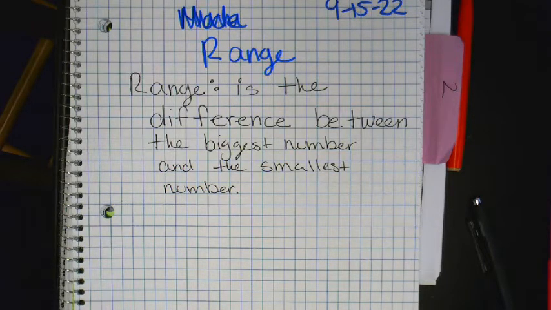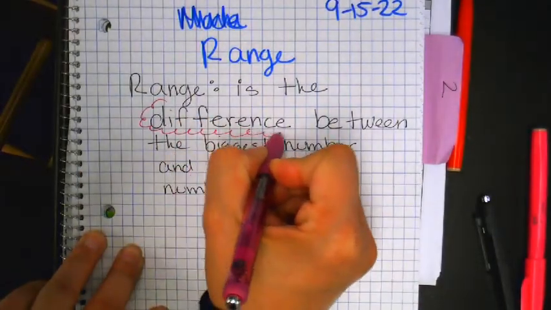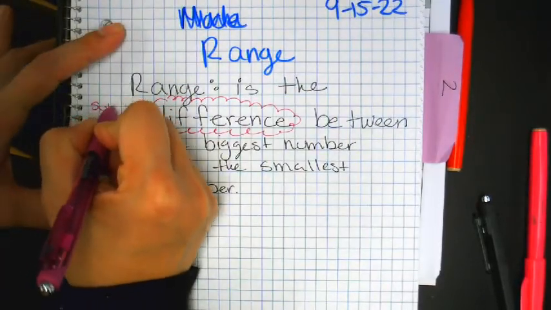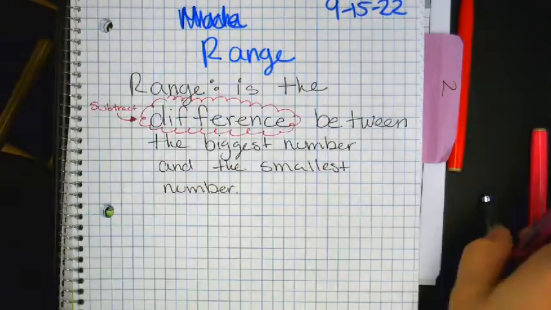Does anybody know what the word difference means in math? Yes. So difference means subtraction. It's a fancy word for subtraction. Remember when we did the mean, we had to add and we called it the sum? Sum was a fancy word for addition. Well, difference is a fancy word for subtraction. So this special word means to subtract.